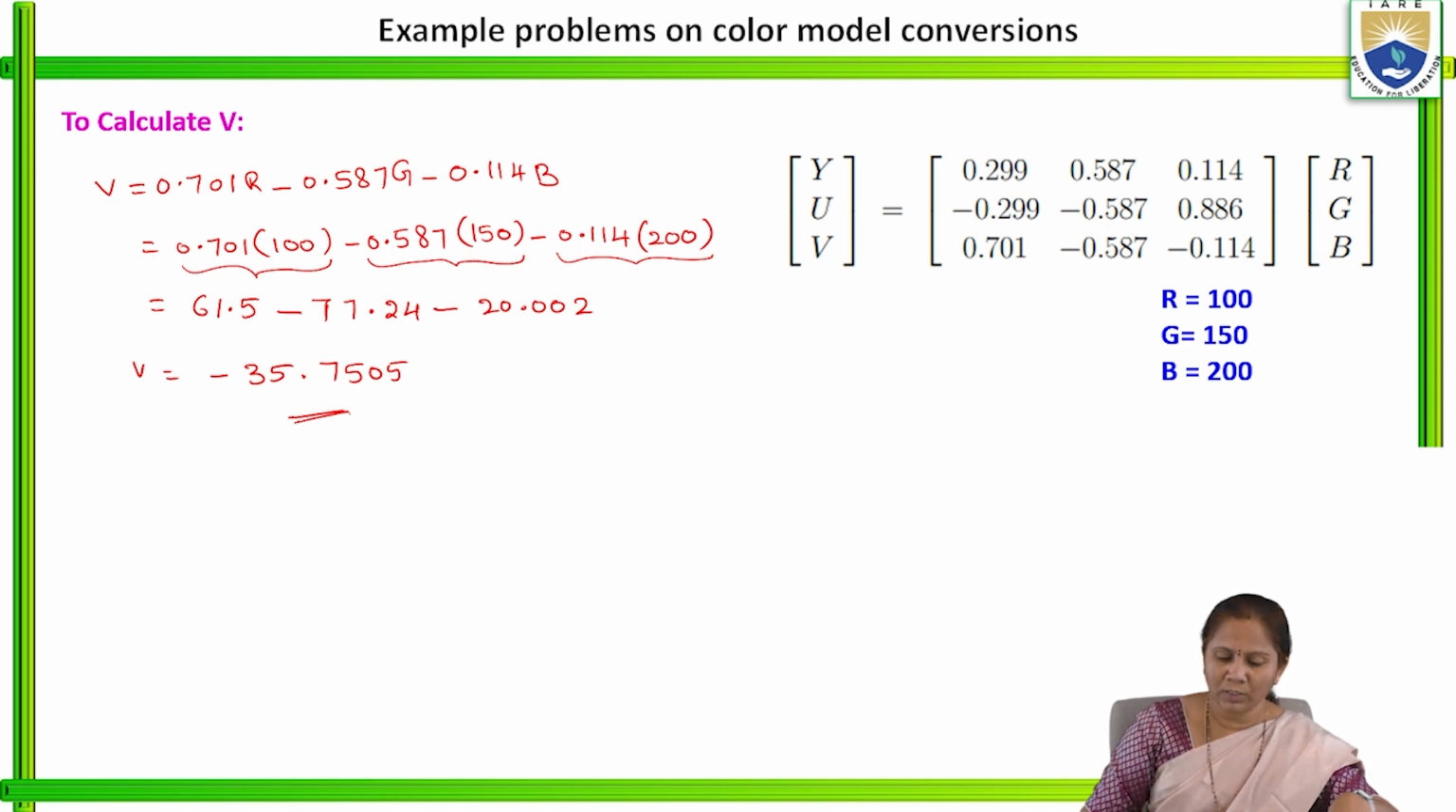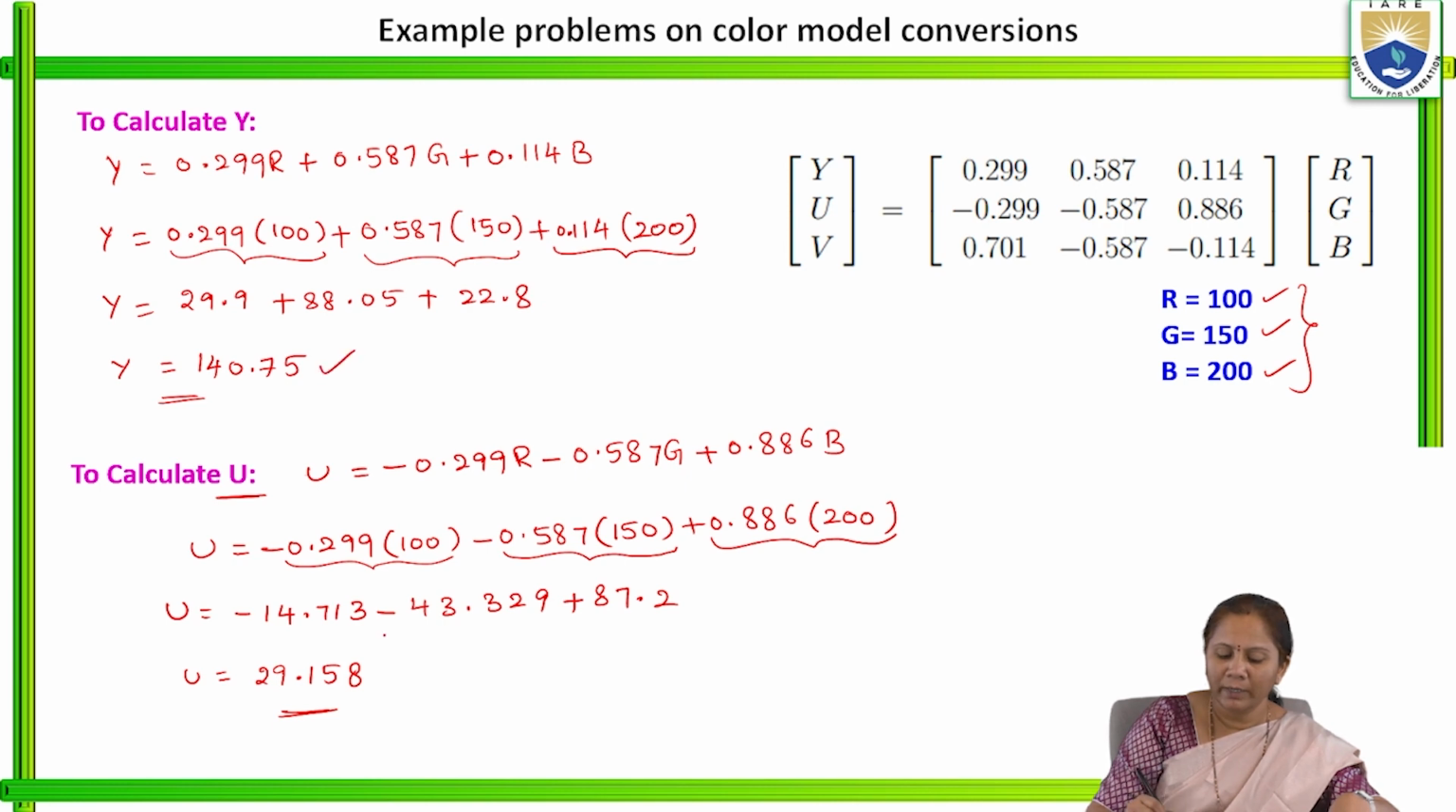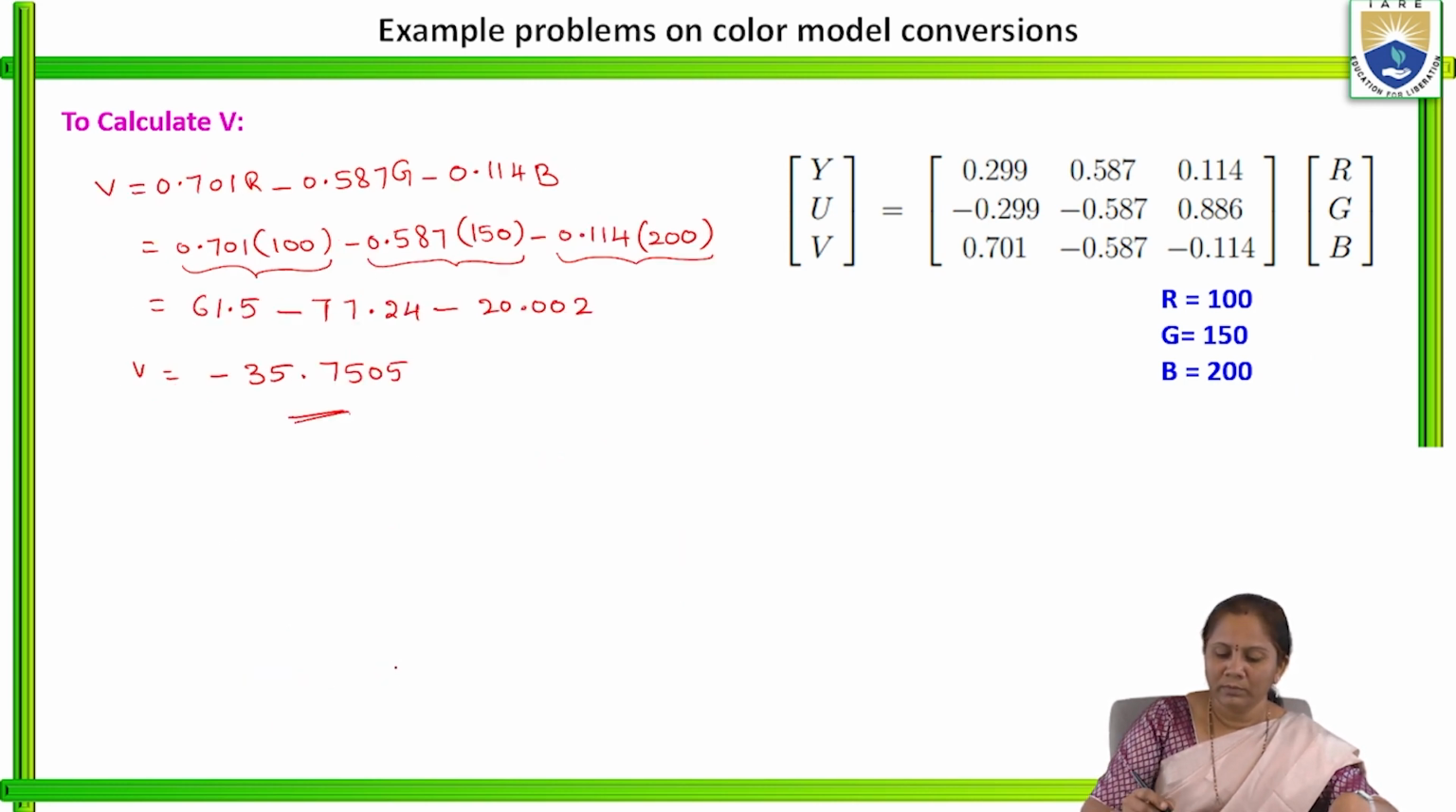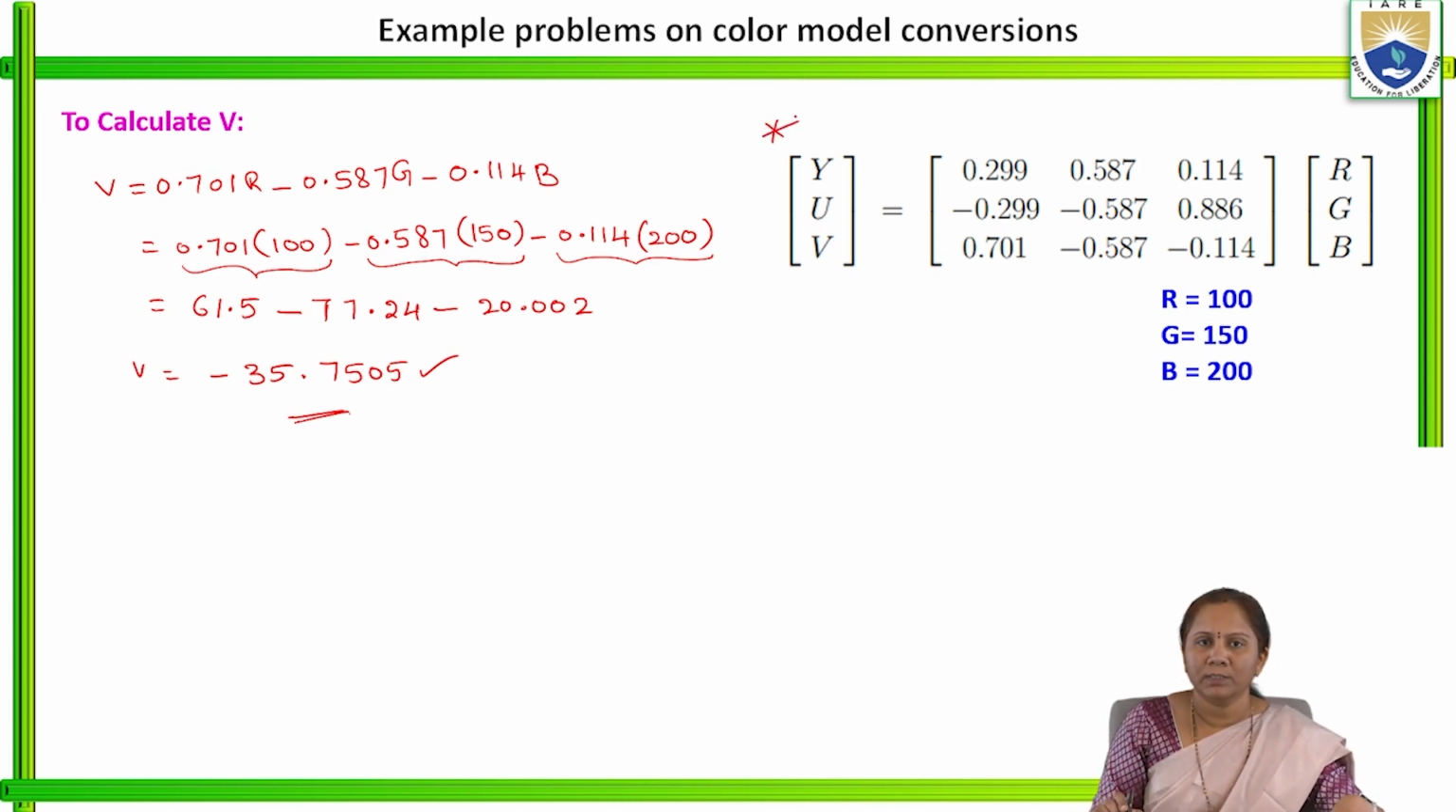Here these are the three values, Y, U and V. This is how we use the matrix to find the values of Y, U and V.